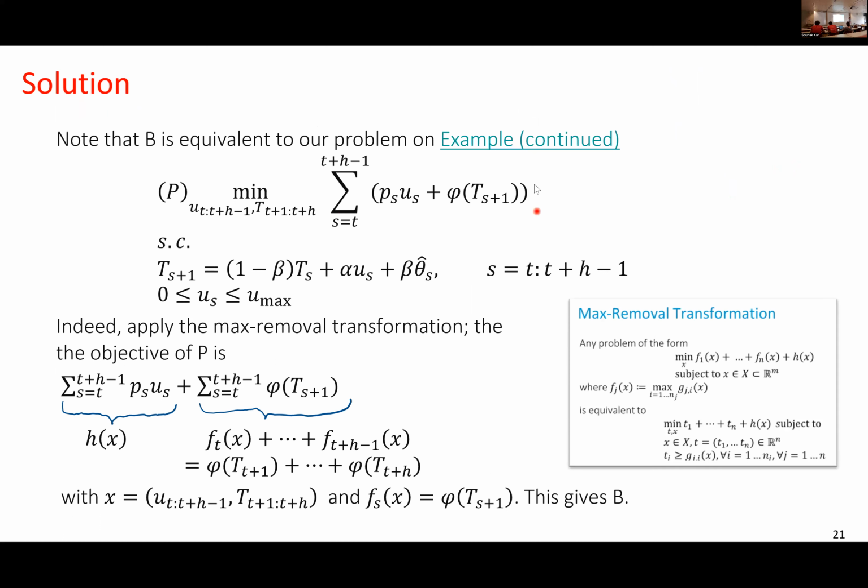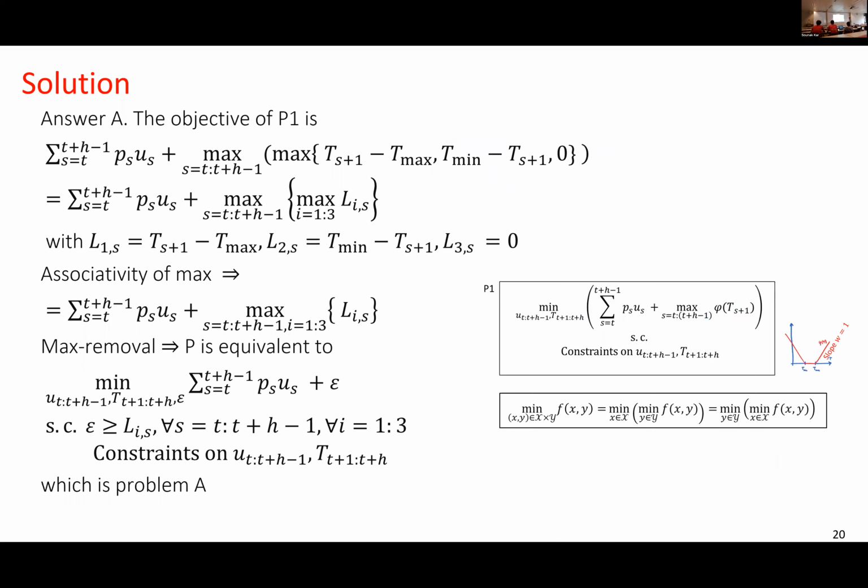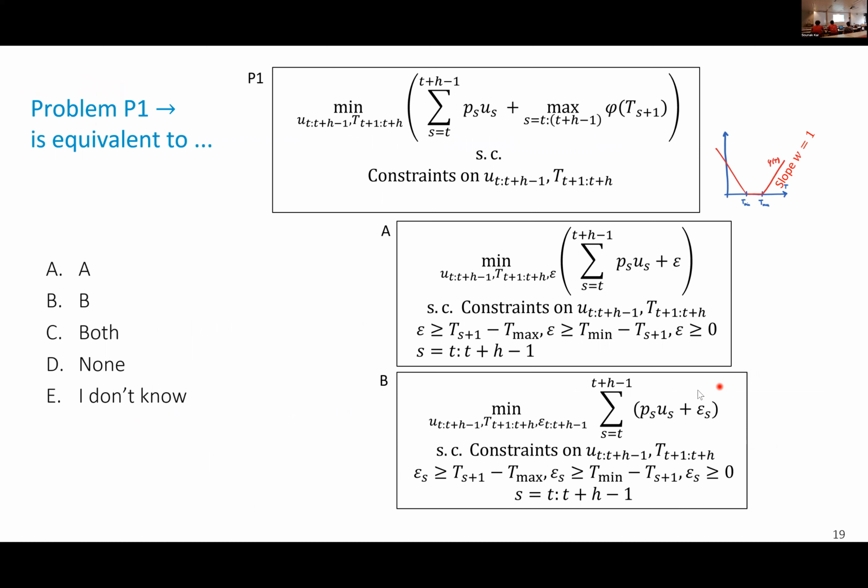Well, if we look at the original problem, where we're interested not in the worst case penalty, but the integral of the penalties, so the phi is now part of the summation here, then we can apply the max removal transformation and say that this is a sum of usual terms plus a sum of max. And we've seen that every max we can replace by a supplementary variable, which gives exactly this thing here. Every max here is represented by one variable, and this variable should be larger than this.